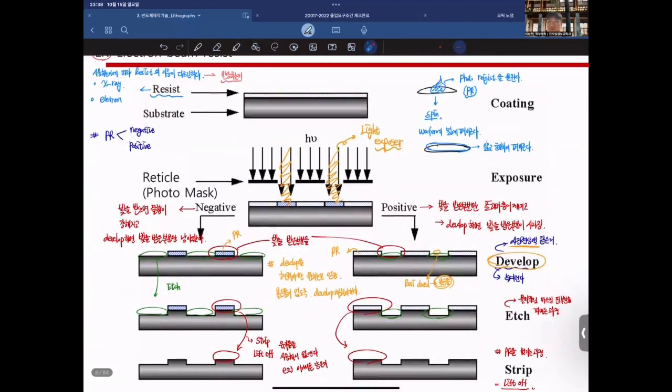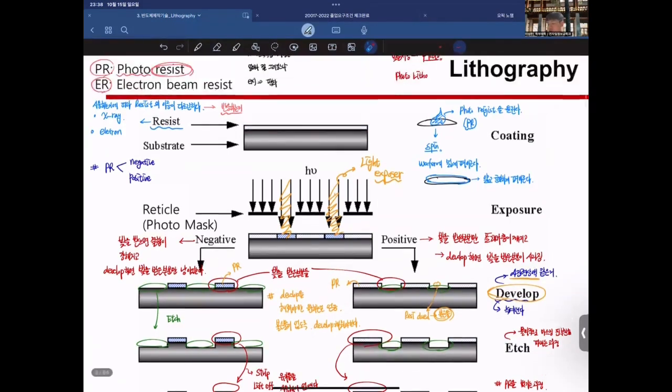Okay, there are the full steps of lithography. First of all is coating. Coating means that on the semiconductor substrate, we can lay one layer on top. This is called the resist. Resist has different names depending on what it relates to. We can use photo, so we can call this resist PR.